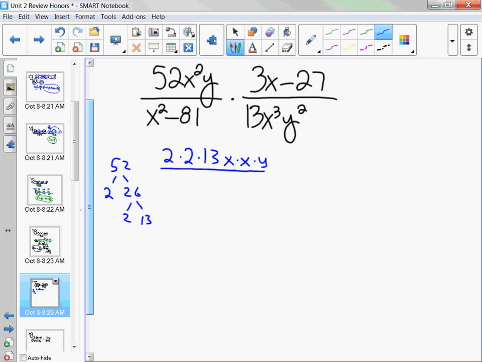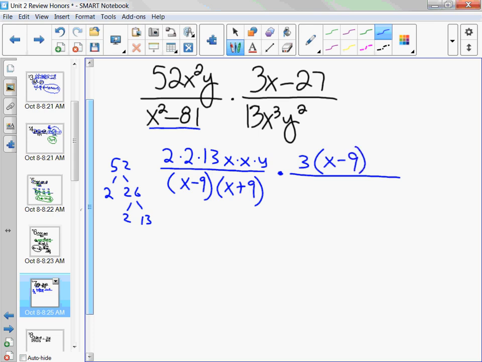And then on the bottom right here, x squared minus 81 is a difference of two squares. It factors to be x minus 9 times x plus 9. So I'm just completely factoring everything so I can cancel out factors. 3x minus 27, I can factor out a greatest common factor of 3. That leaves me with x minus 9. And down here, 13 is a prime number. I can write x cubed as x times x times x, and y squared is y times y.